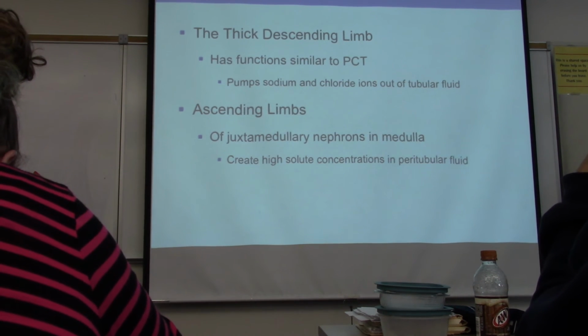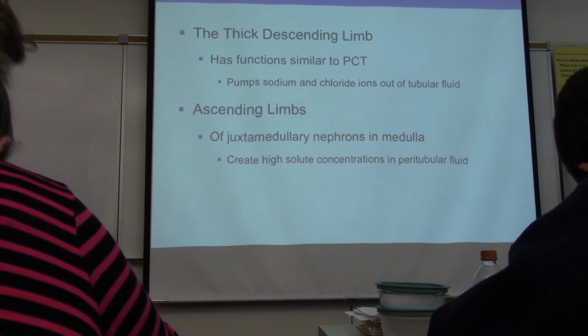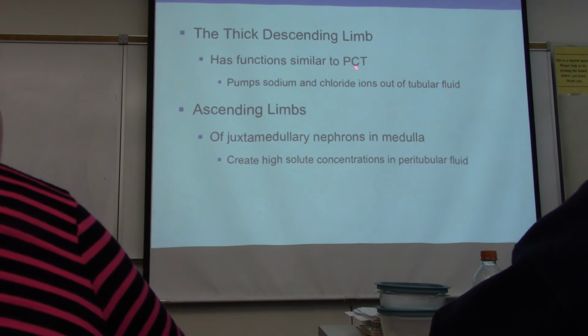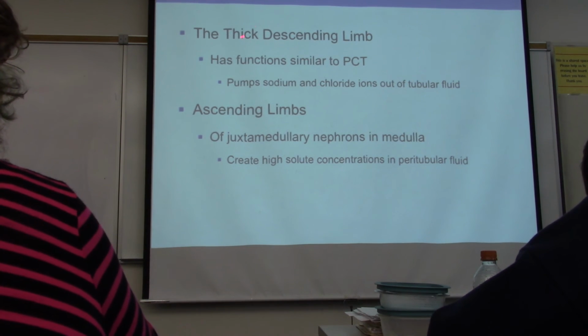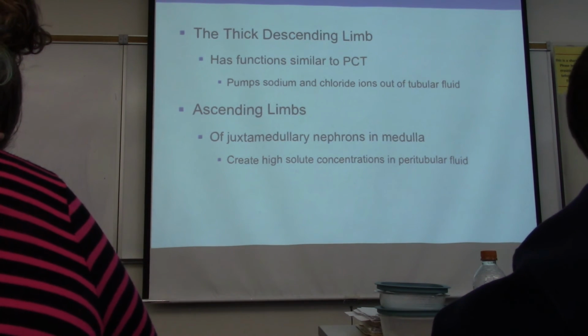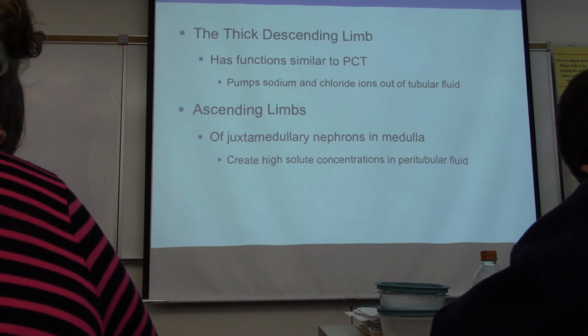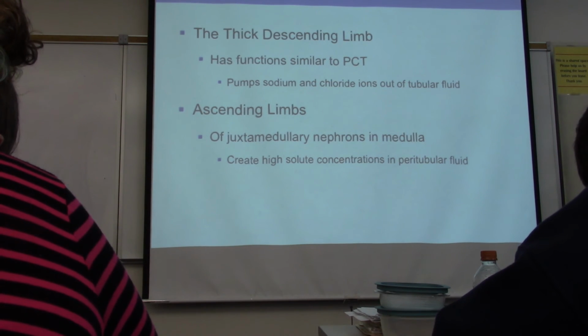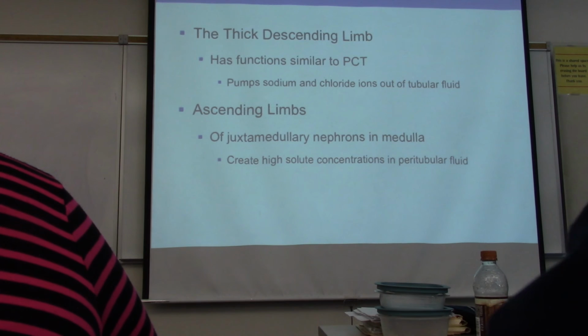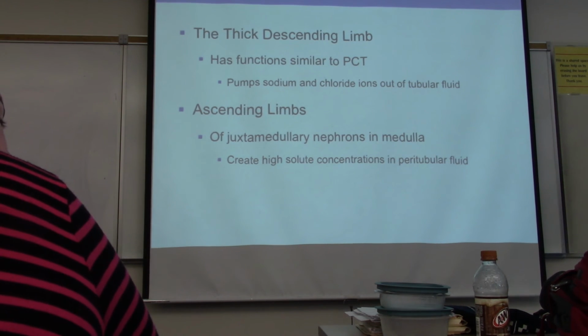And then, as I showed you earlier, each limb contains both a thick segment and a thin segment. So what happens in the thick descending limb? Well, it's pretty much like the PCT. It's just pumping sodium and chloride out to get it back in the body. Remember, it's thick. Because it's thick, it has lots of pumps in the wall, and those active pumps are pumping sodium and chloride, getting it back, keeping it in our body and not letting it pass out with the urine.